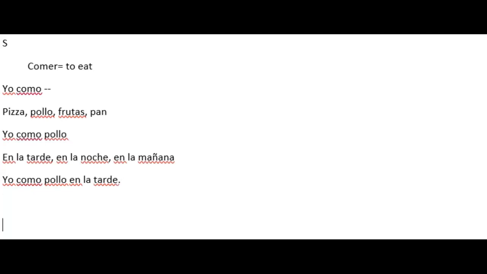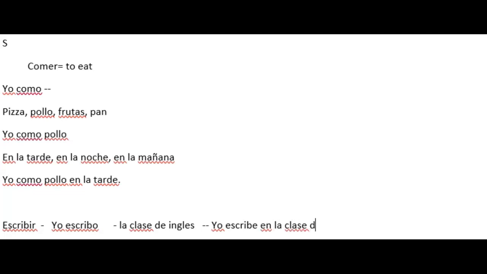Another verb we learned last year also was escribir. If we want to talk about how I write, yo escribo. We also learned classes last year, like la clase de inglés. So we could make sentences, yo escribo en la clase de inglés.